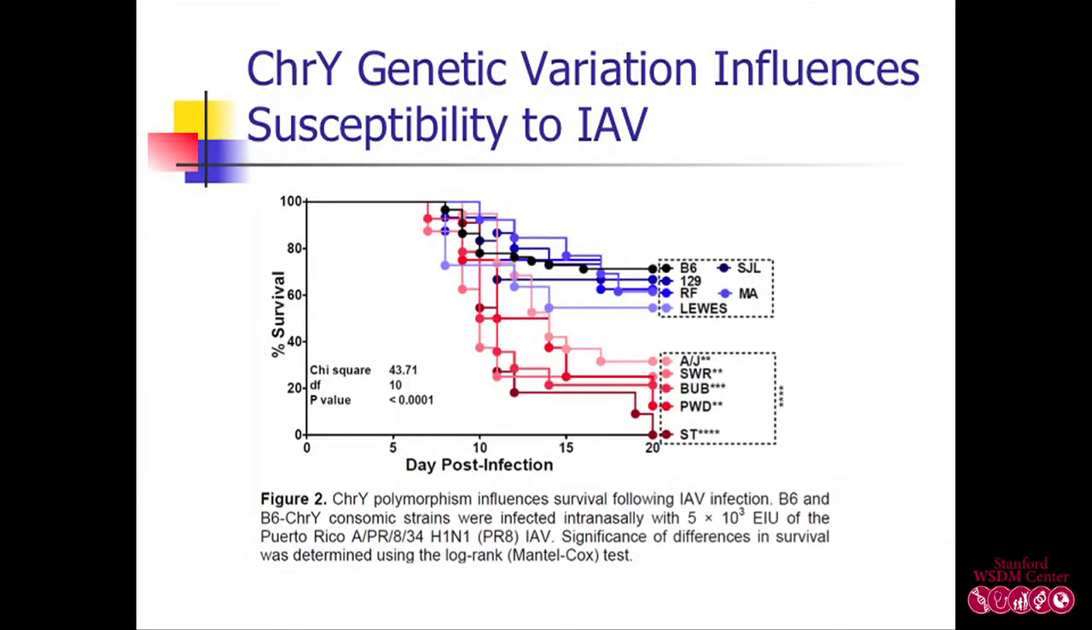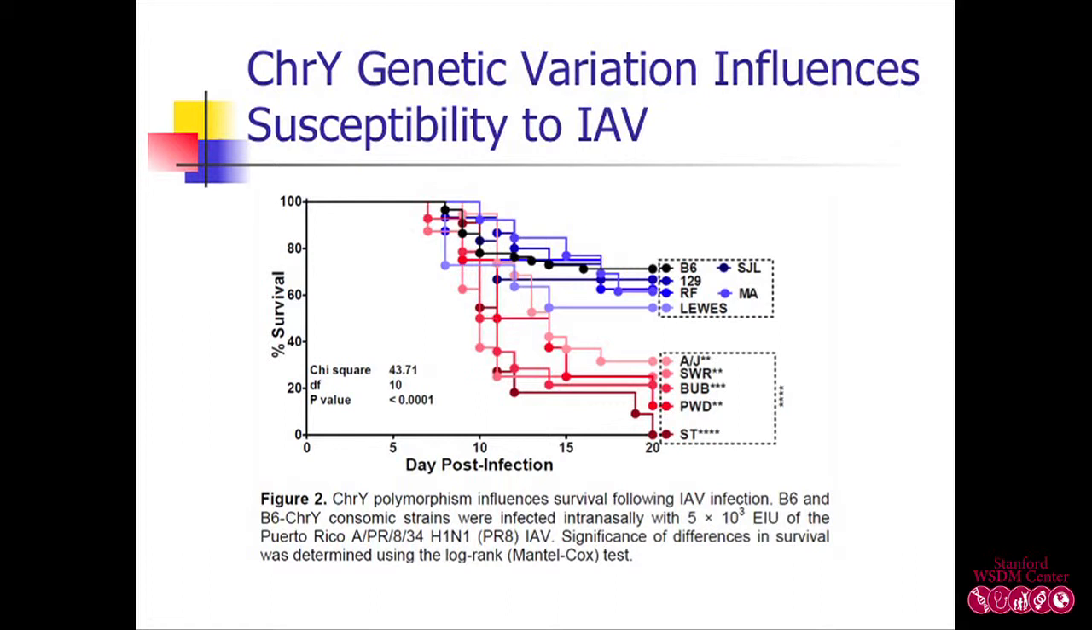So here are our results. These were all age-matched C57 Black 6 Y chromosome consomic strains. Our Black 6 control is right here. Each one of these represents males with a different Y chromosome, and you can clearly see there's a significant difference. The p-value is highly significant when you compare the survival curves across these strains.